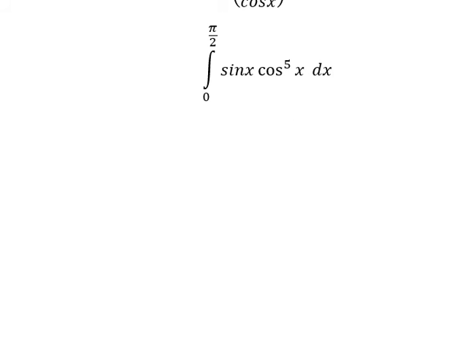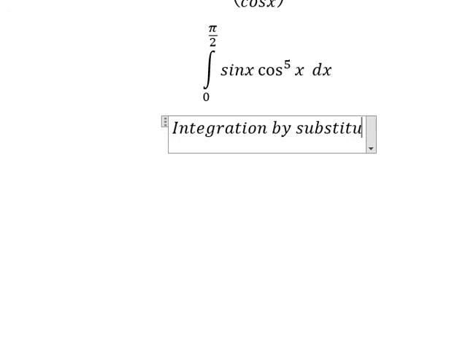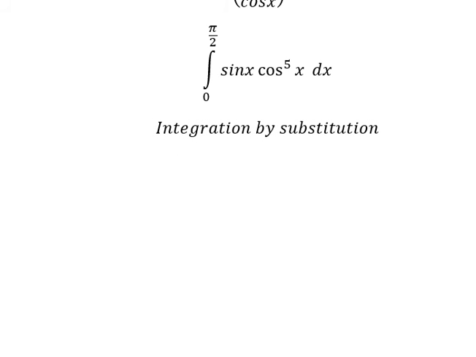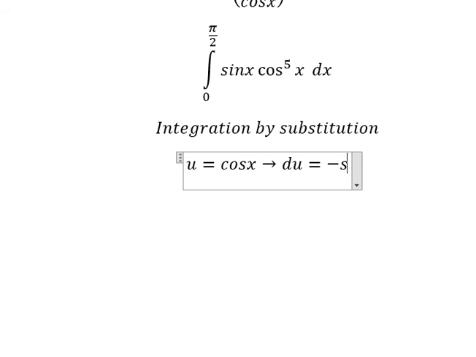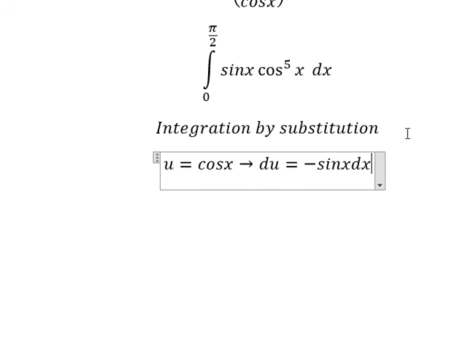Now, we need to use integration by substitution. So I will put u equals cosine s, du equals negative sine s ds. Because we don't have the negative sign in here, we put the negative next to du.